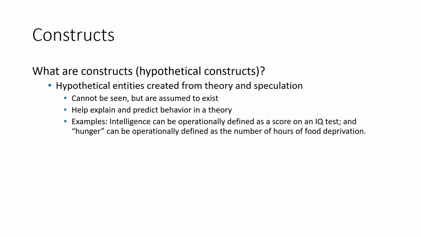Another example is intelligence. It can be defined, it comes from theory, but what are we actually looking at? You can't see IQ. You can measure IQ as a score on an IQ test, but are you actually measuring IQ? No, you're actually measuring different things, and you're consolidating those different things into intelligence.